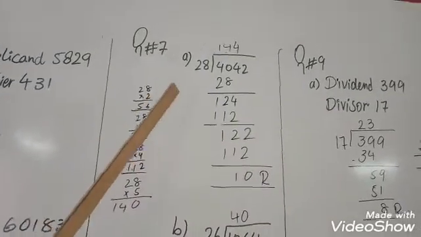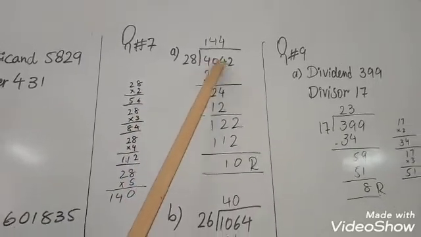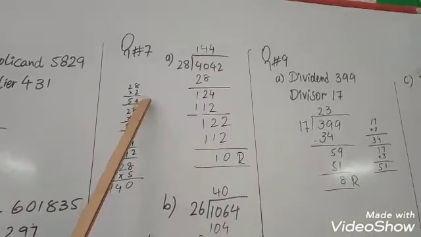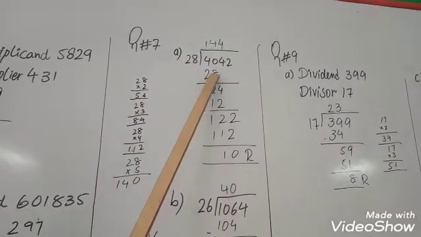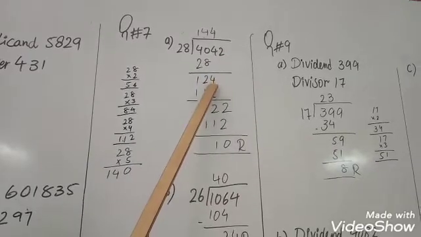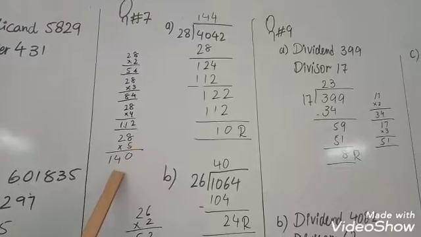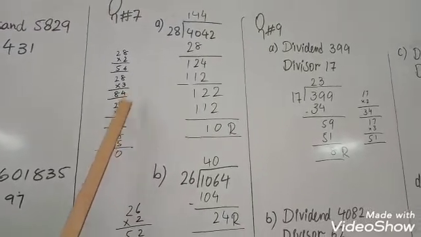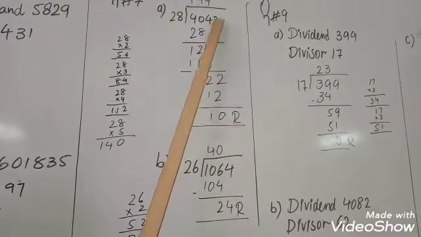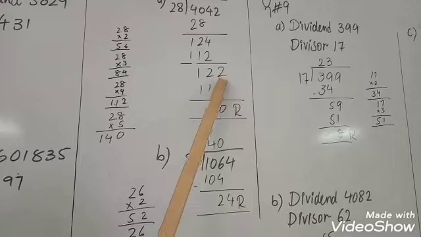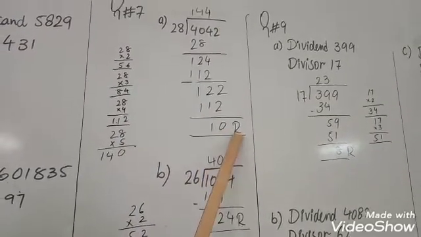Question number 7. Divide these numbers. We write the table of 28 here, then we put the values. This is 40. We cannot take 56 because 56 is greater than 40, so we take 28 times 1 is 28. 40 minus 28 is 12. 4 bring down. This is 124. 28 times 5 is 140, which is a bigger number, so we take the smaller one. 28 times 4 is 112, again minus, remainder 12. These two bring down. This is 122. Again we take this number. 28 times 4 is 112. 10 is your remainder.